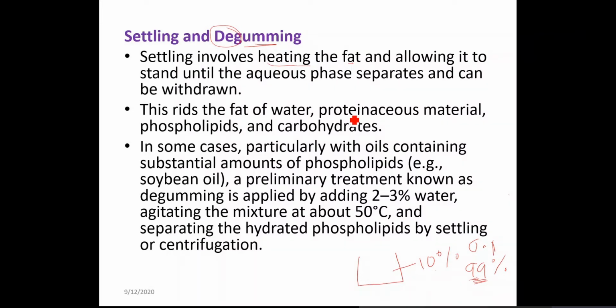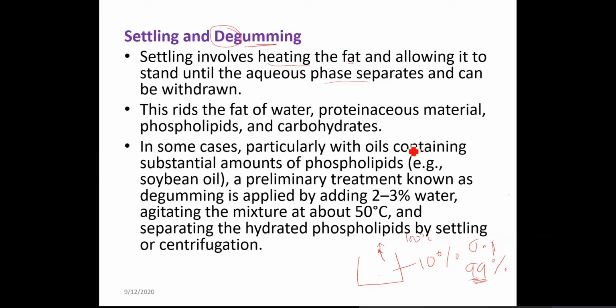So what is done in this phase? This oil is heated, and you know that oil has a higher boiling point, and water boils at 100 degrees Celsius. So water will be able to easily evaporate. You heat it, and then this is carried out to separate the aqueous phase. This results in the separation of water from the fat.